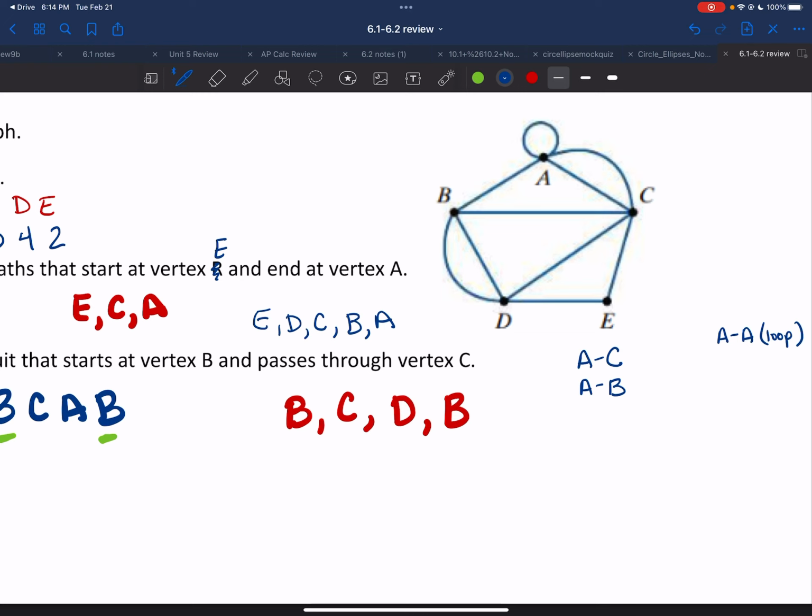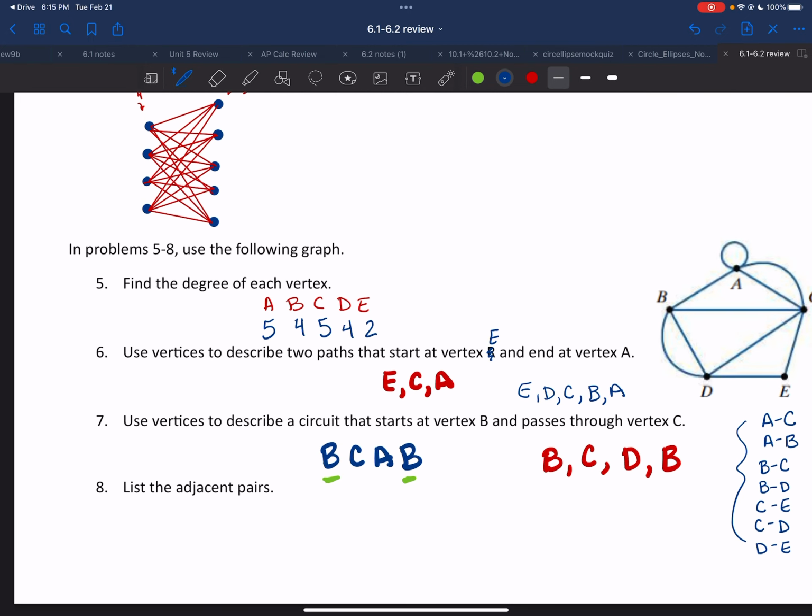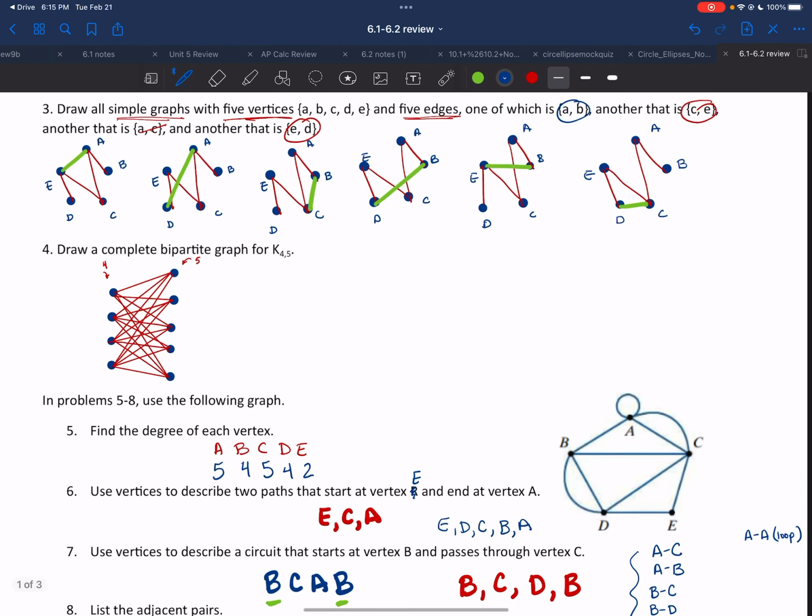Let's look at B now. B we already have connected to A. It's also connected to C. It's also connected to D. Now let's look at C. We have it connected to A and we have it connected to B. It's connected to E and it's connected to D. And then let's move on to D. We have it already connected to B and C. We do not have it connected to E. So those would be our pairs. And then, of course, you have the AA loop. Okay? Our adjacent pairs. There's page 1 of our study guide, and we'll take a look at page 2 in a moment.